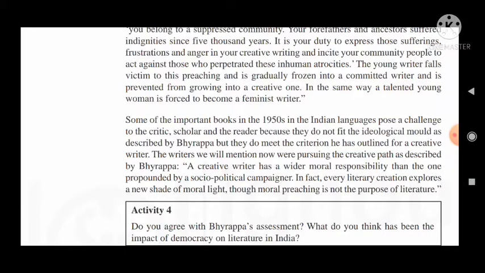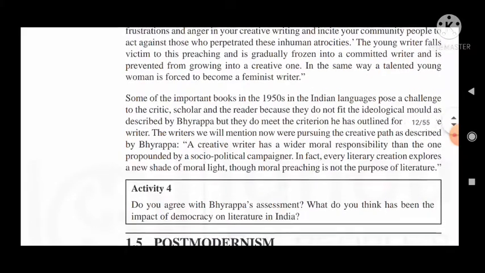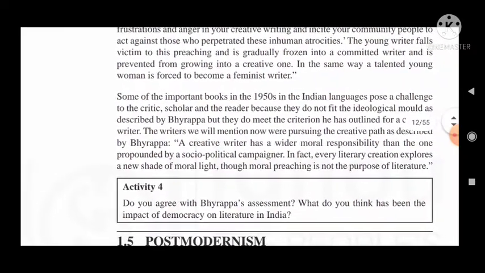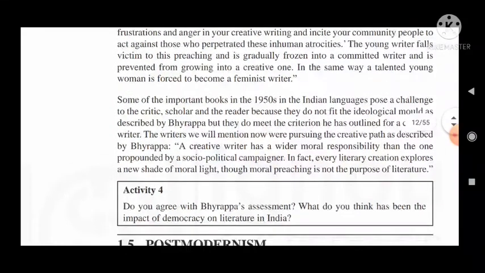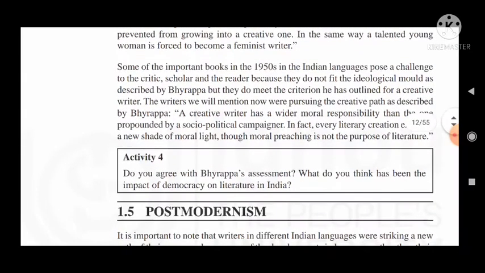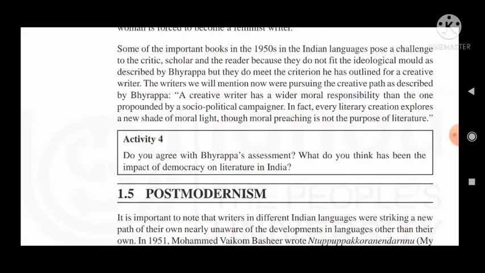The young writer falls victim to his preaching and is gradually frozen into a committed writer and is prevented from growing into a creative one. In the same way, the talented young woman is forced to become a feminist writer. Some of the important books in the 1950s in the Indian languages pose a challenge to the critic, scholar and reader because they do not fit the ideological mold as described by Bhairappa, but they do meet the criterion he has outlined for a creative writer.